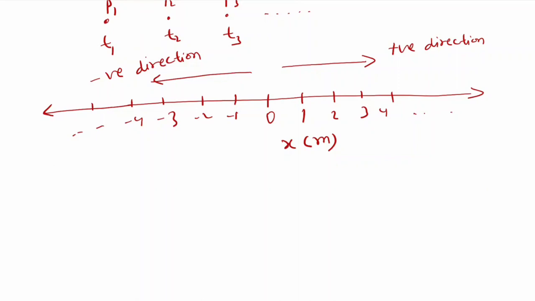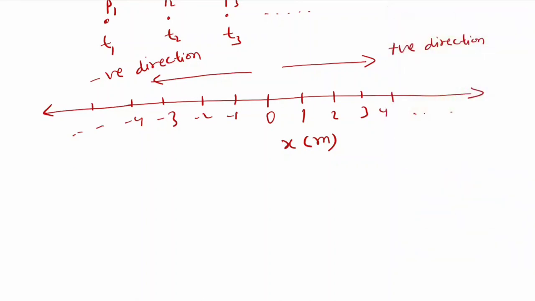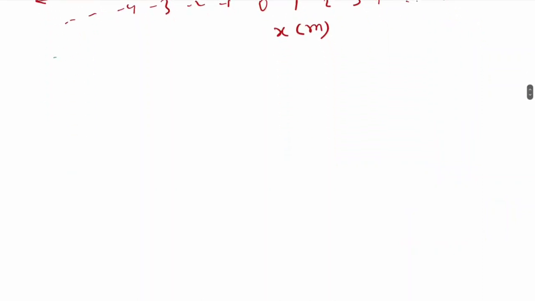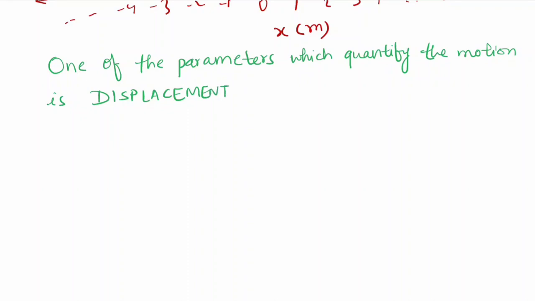let me change the color of the pen. Okay, so it turns out that one of the parameters which quantify the motion is displacement.